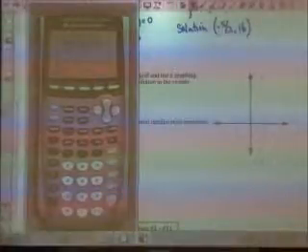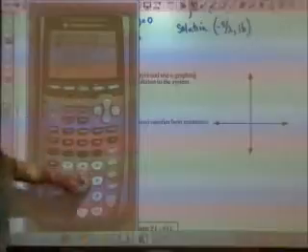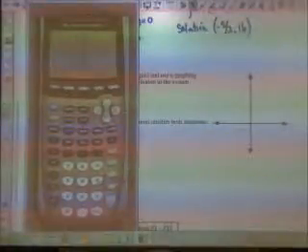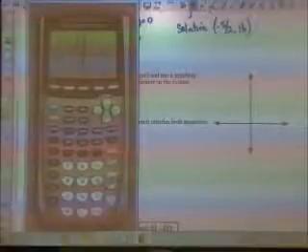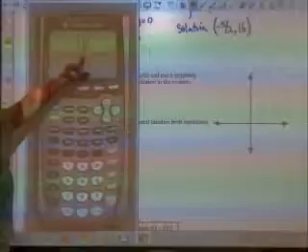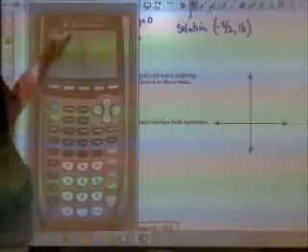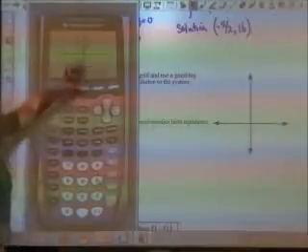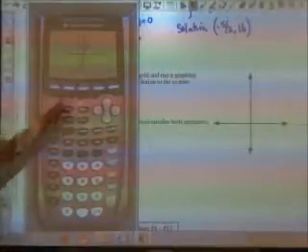So right now I think I have a standard window setting. If I go zoom 6, there's my first quadratic, and there's my second quadratic. So from here I can see one of the points, but I'm really having a hard time seeing the next intersection point. So what I'd want to do is adjust my window settings.